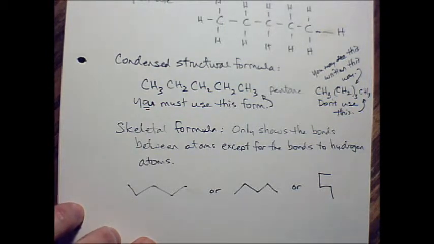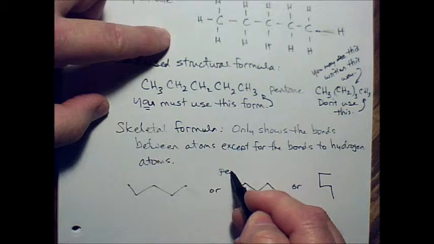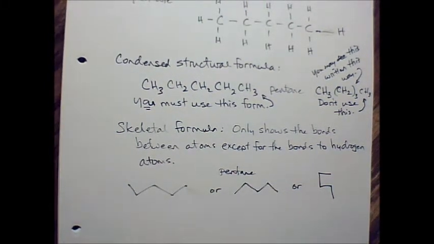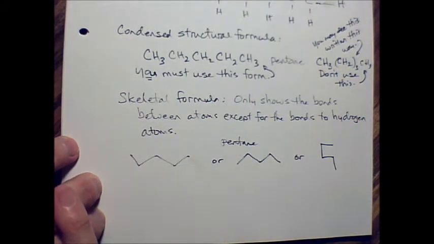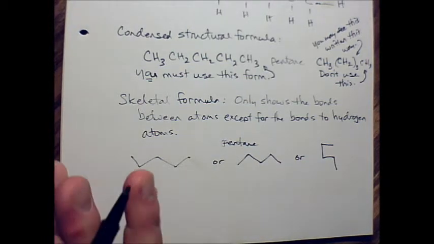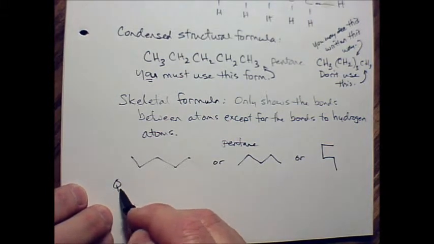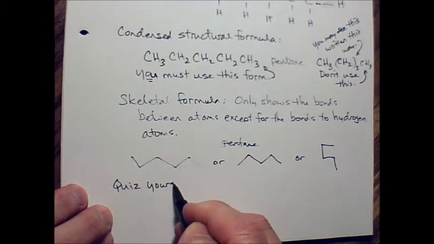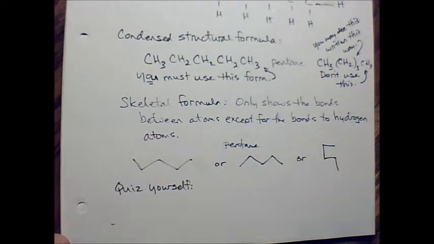Okay? All of those represent pentane in a skeletal formula. That's just showing the bonds between any atoms except for those bonds to hydrogen. So that means propane would have 3 carbons and just 2 lines.